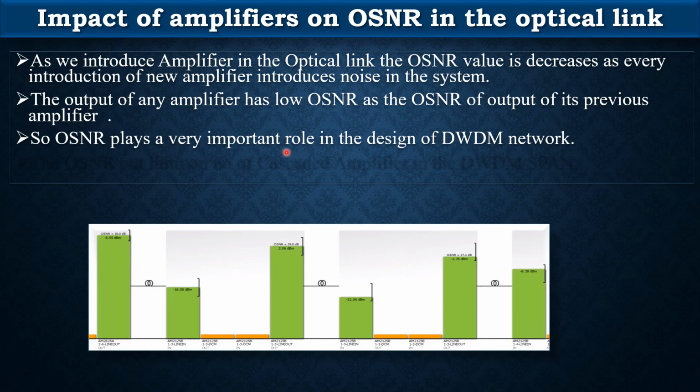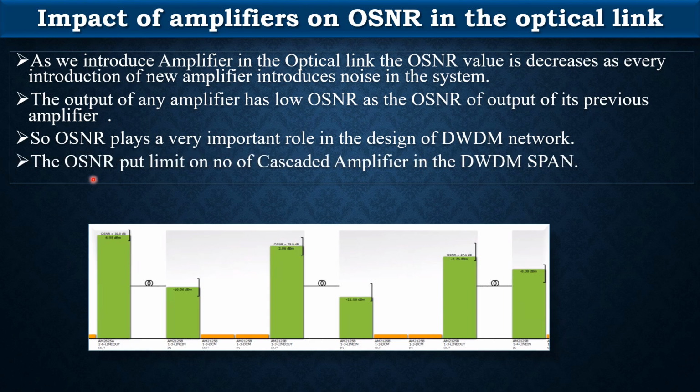So OSNR plays a very important role in the design of DWDM networks. The OSNR puts a limit on the number of cascaded amplifiers in DWDM spans. The question that comes to mind is: can we keep adding amplifiers in the spans and take the wavelength to a very far distance? It is not possible, because of this OSNR concept.